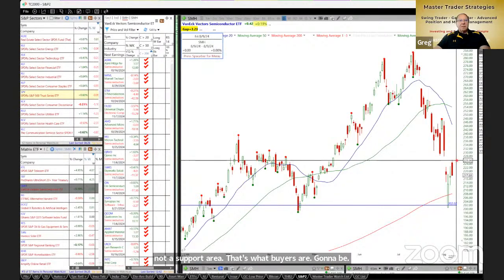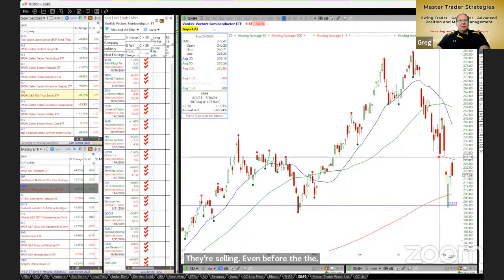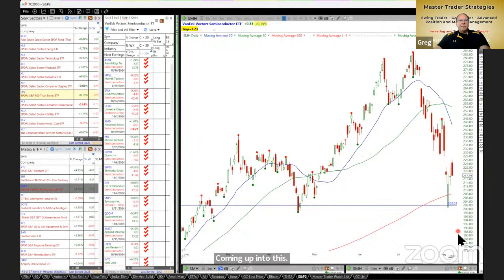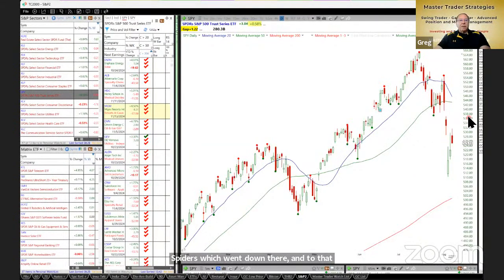Now they're selling even before coming up into this area right there at the bottom of that bar, and back down it went. So that was showing some relative weakness versus Spiders, which went down there and punctured into that bar over there on the same day.